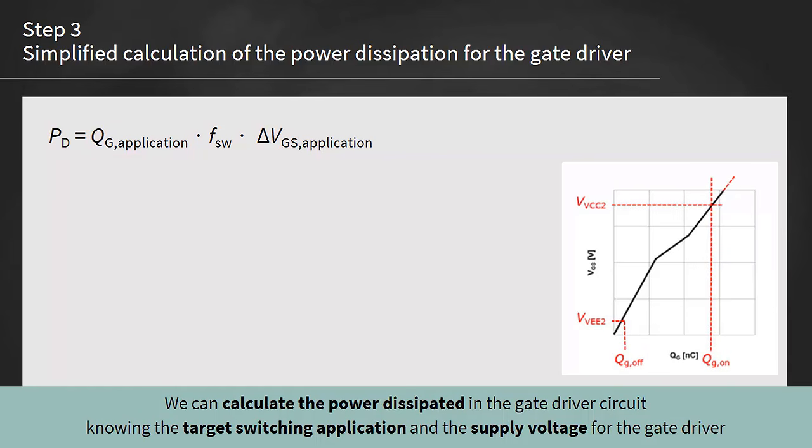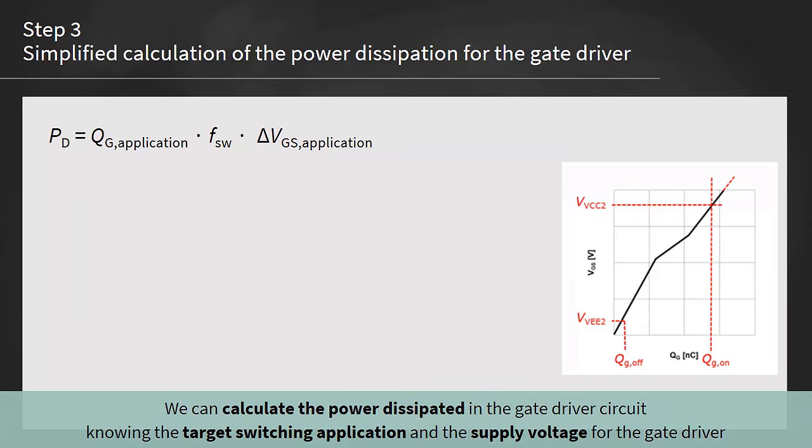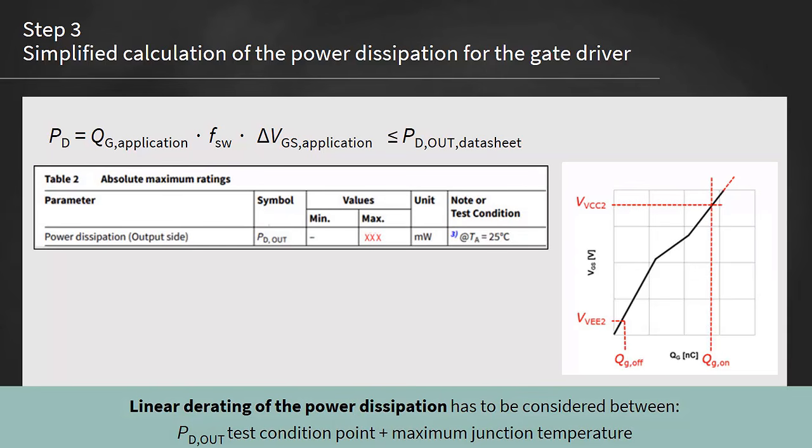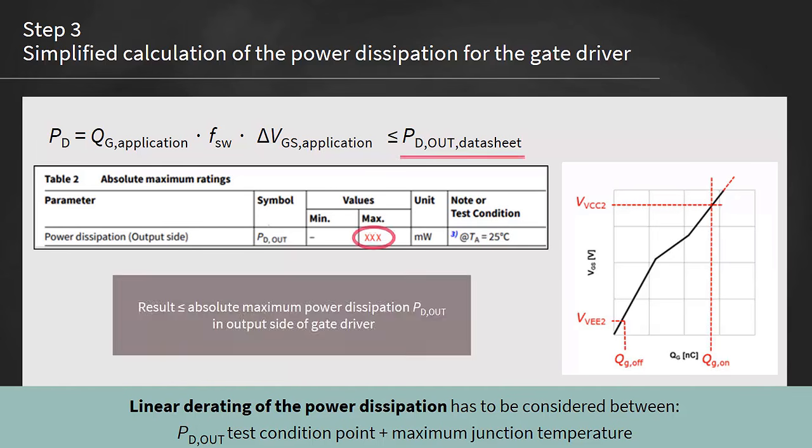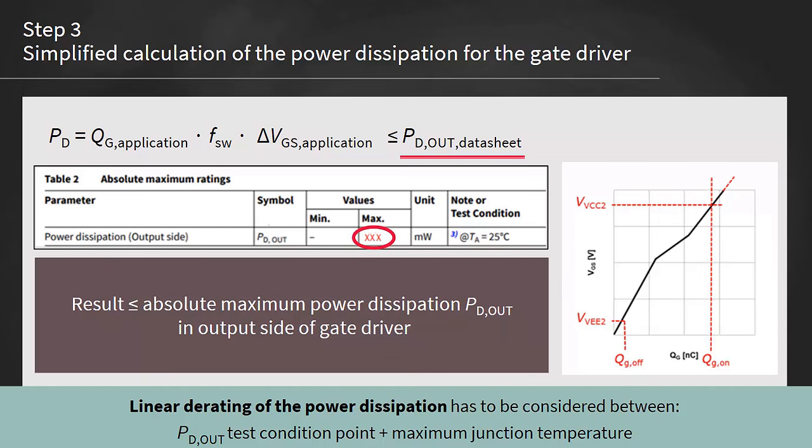Afterwards, we can calculate the power dissipated in the gate driver circuit if we know the target switching application and the supply voltage for the gate driver. A linear derating of the power dissipation has to be considered between the test condition point of PD out and the maximum junction temperature. The result should then be smaller than or equal to the absolute maximum power dissipation PD out in the output side of the gate driver.